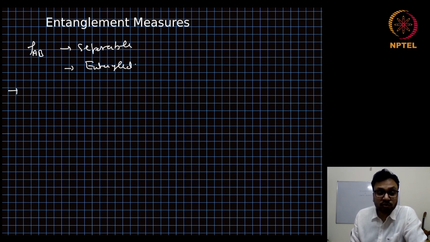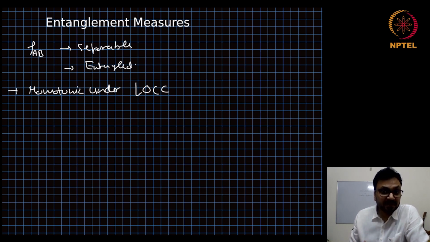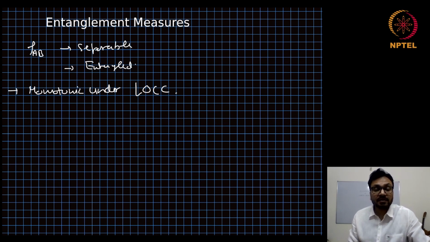One is that it should be monotonic under local operations and classical communication. That is, whatever measure we come up with for entanglement in a given quantum state should be monotonic under local operations and classical communication. What it means is, since entanglement is a correlation between two parties, we should not be able to create or increase the amount of entanglement in a bipartite system by applying local operations on the two subsystems and by classical communication.